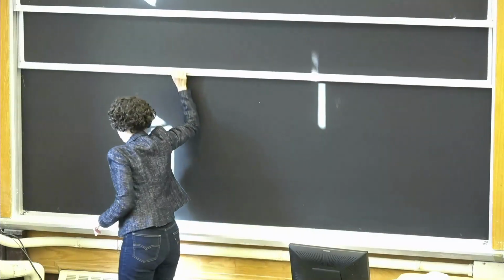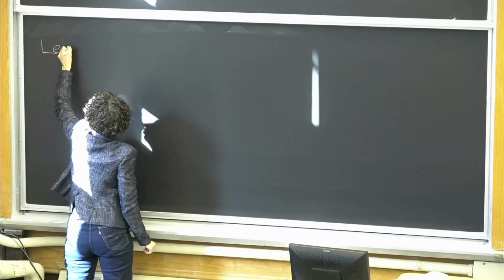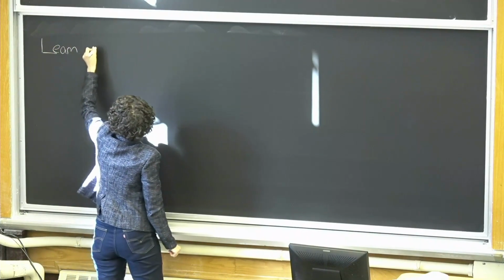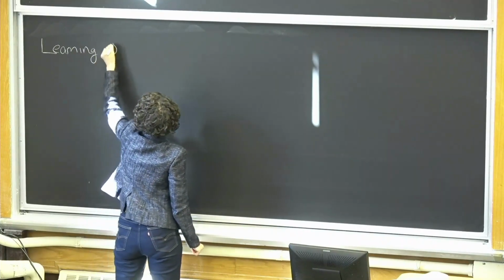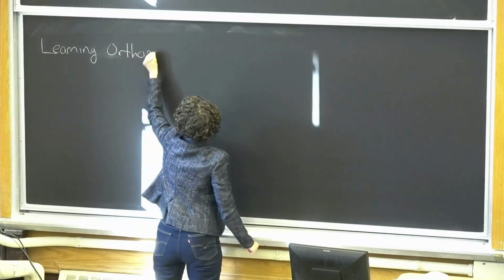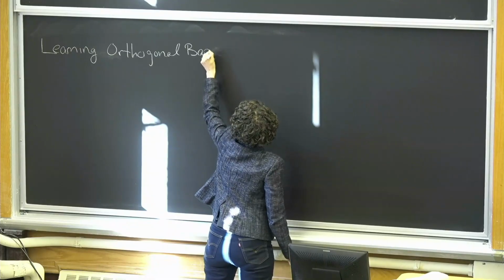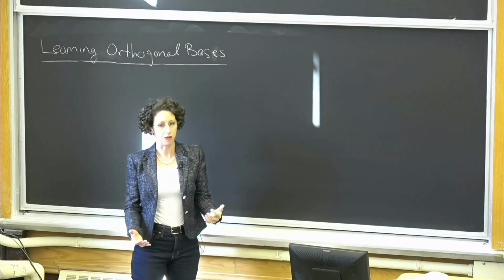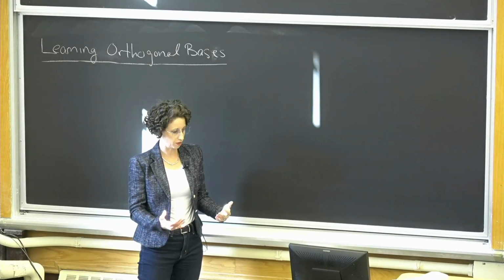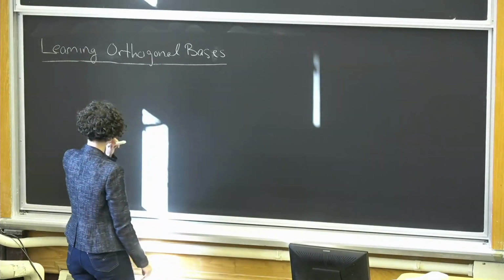So today we are going to continue from where we were before, and we are going to start talking about how we can learn or find orthogonal bases. So given a set of points, we want to find an orthonormal basis that represents the subspace spanned by those vectors.